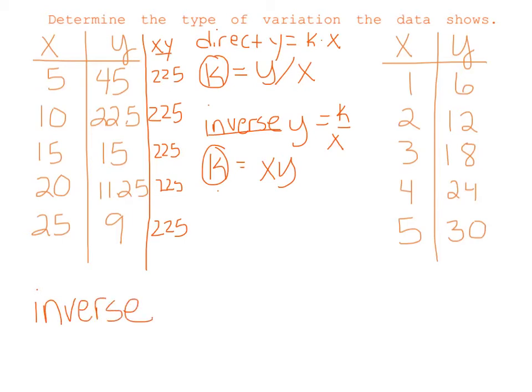And your k is actually 225. You could write this y equals 225 over x, because if I divided each of these x's into 225, I would get these y values.